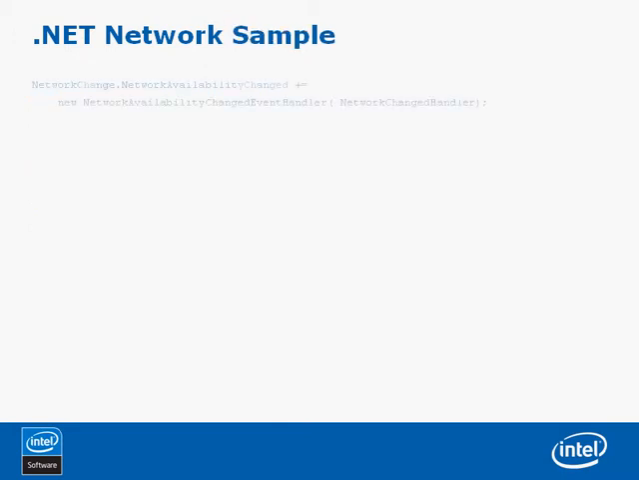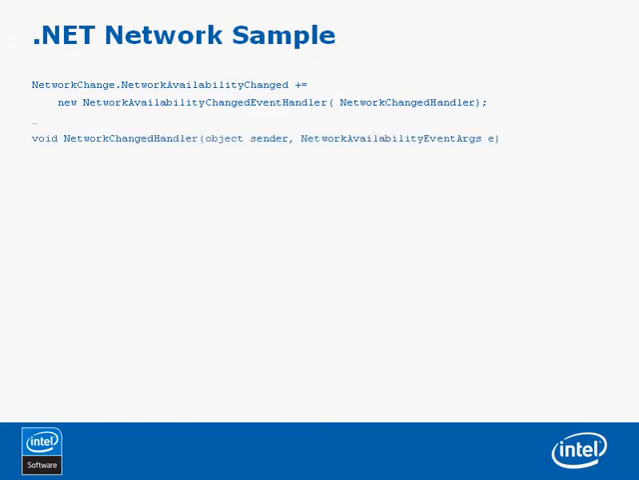As with the power sample, the first step is to subscribe to the event. In this case, network availability changed. The event handler includes an event data object, network availability event args. This contains the property isAvailable to determine if the connection is available or not with this event.